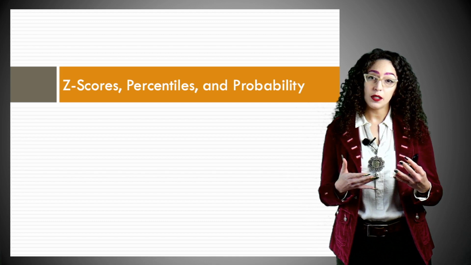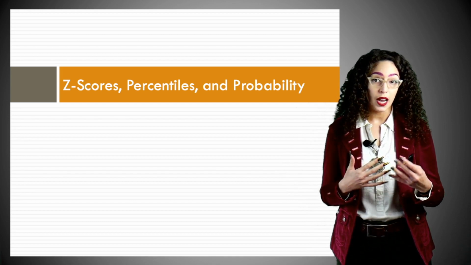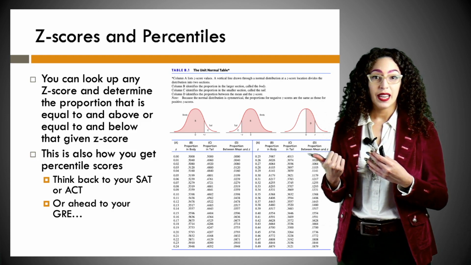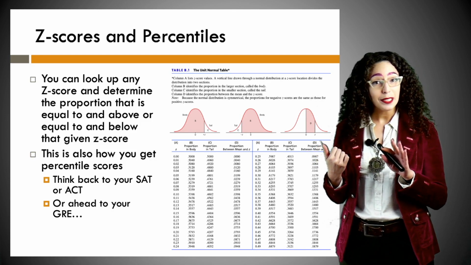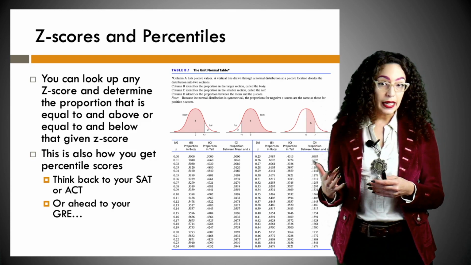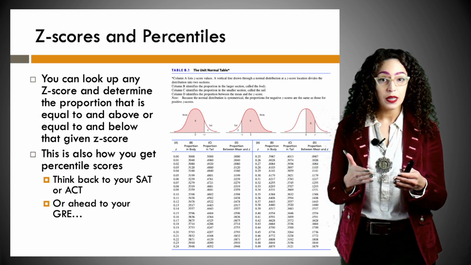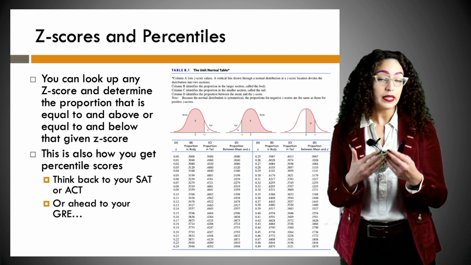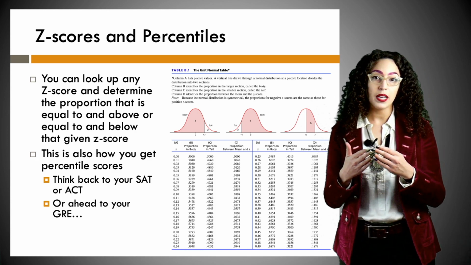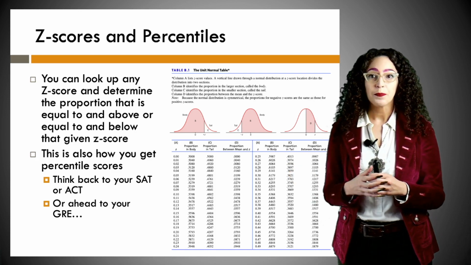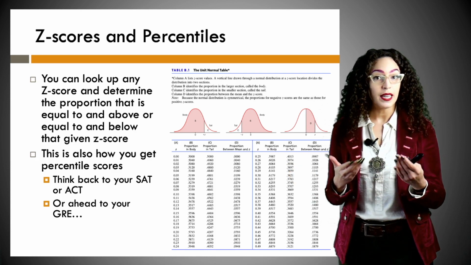So now we're going to look at the association between z-scores, percentiles, and probability. This is the unit table that I just mentioned, and though it doesn't seem like it, it's actually pretty cool. You can take any z-score that you calculate, so you translate the raw score into a z-score, and you can look up that z-score and figure out what percent of people scored above that or scored below that. This is also how you get the percentile score.